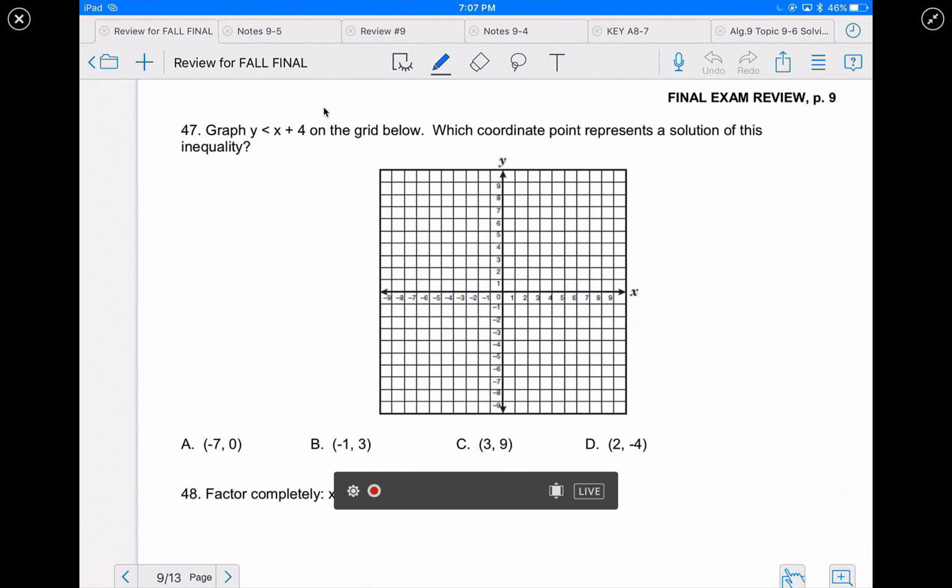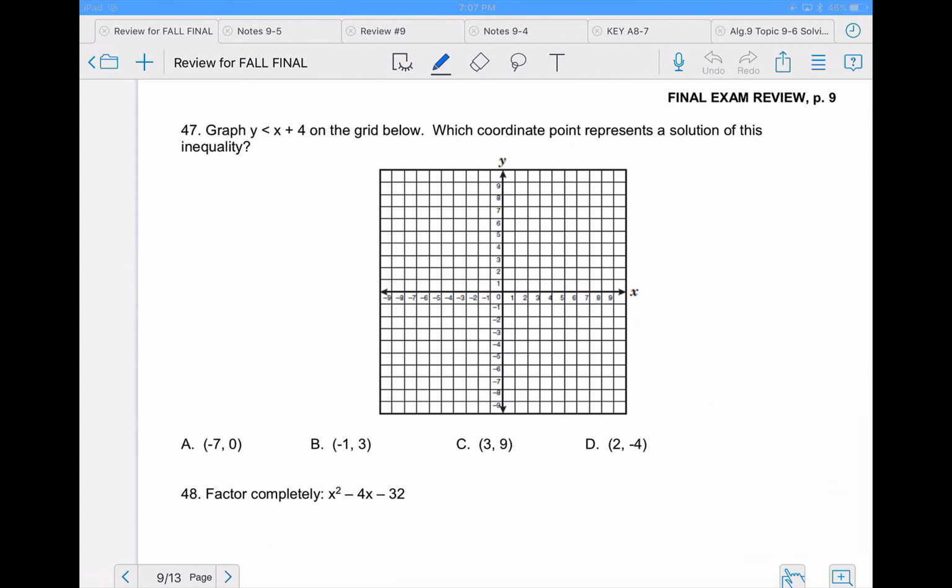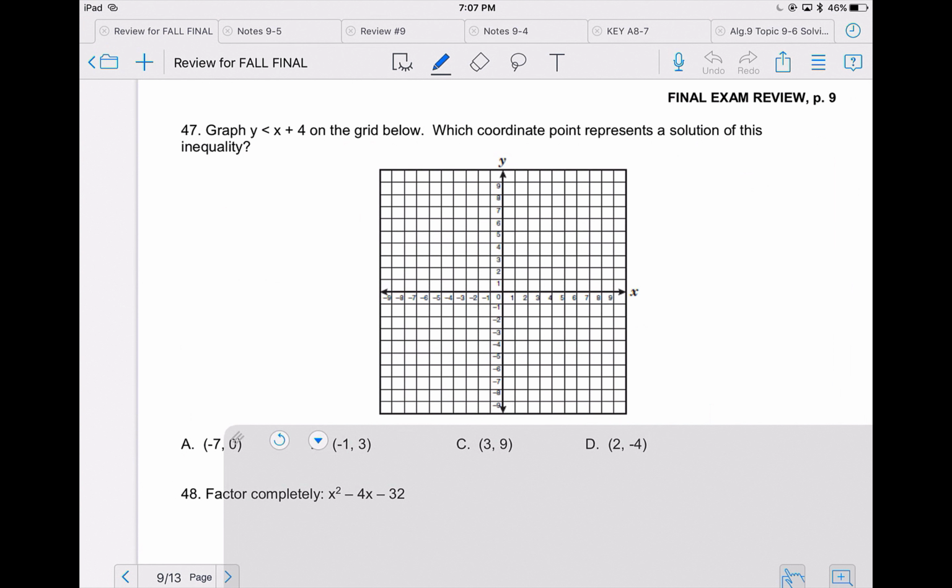This video is over the last part of the algebraic reasoning final exam review. So this is pages 9 through 13. Problem 47 asks us to graph y is less than x plus 4 on the grid below, and then it asks us which coordinate point is a solution for that inequality.